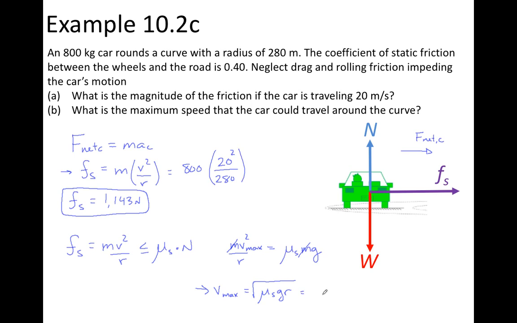And I can fill in all my values. Mu s was given as 0.4. g is 10. r is 280 meters. Don't forget to take the square root. And when we crunch the numbers, we get 33.5 meters per second, which notice is larger than the 20 meters per second in part A. The maximum speed that any car can round this same curve of a radius 280 with these type of tires is 33.5 meters per second.